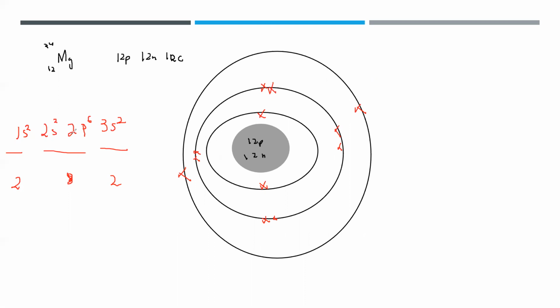But what you learned in O level is just a simple diagram which shows the total number of electrons in each shell. Is it clear? Any doubt in this?